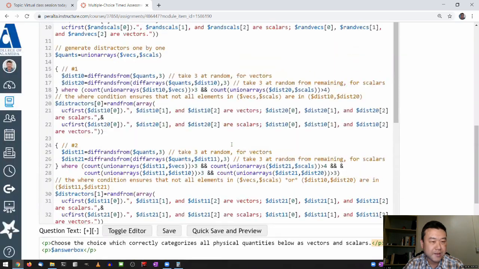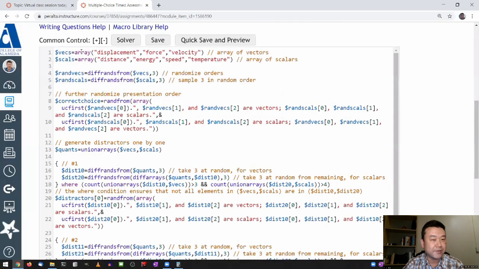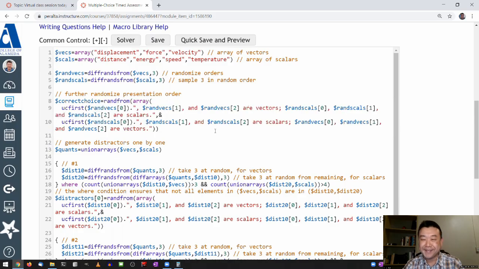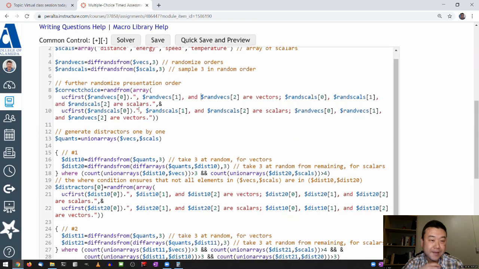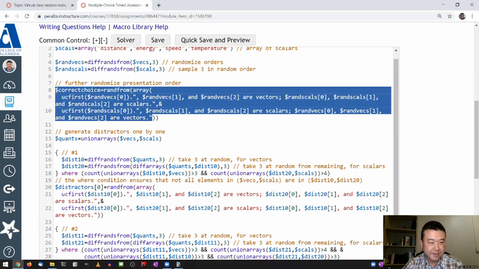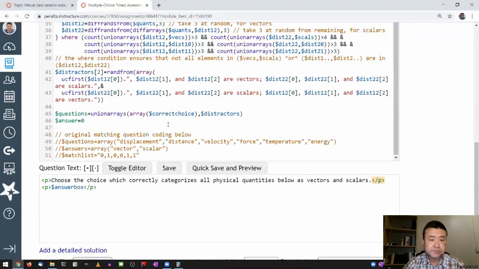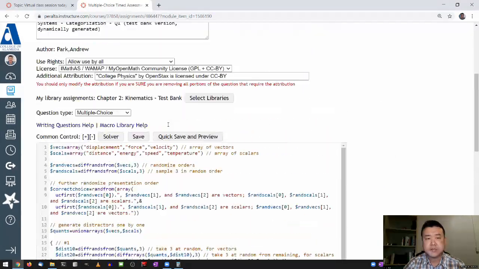The way this question is generated, I have a list of things that are vectors: displacement, force, velocity, which you have seen. And a list of things that are scalars: distance, energy, speed, temperature. There's code here that puts these things together, and the statements are relatively unique. In fact, the one I sent the message about is one of those dynamically generated ones, and the bug I had to find and fix is in one of these things. I'll do that off session.